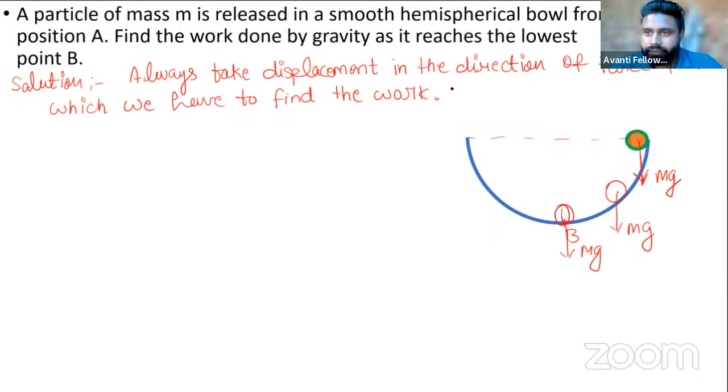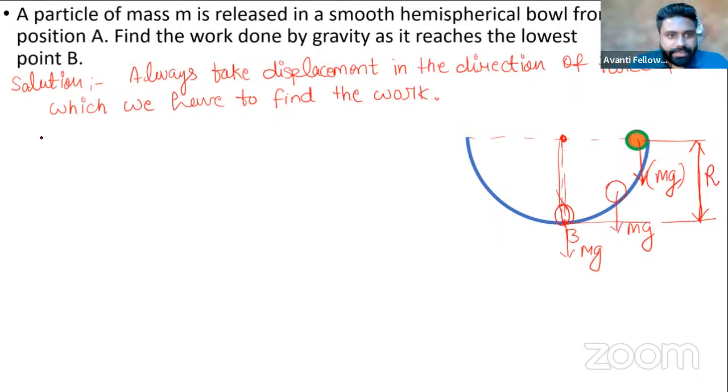ठीक है, and in this situation किस force का work हमें निकालना है? We have to find the work done by gravity, which is mg, the weight of the object. So we have to take the displacement in the direction of this mg. From here to here it is displaced, from the highest point to the lowest point. What is this distance? This is the radius of this hemispherical ball. Let the radius be capital R.